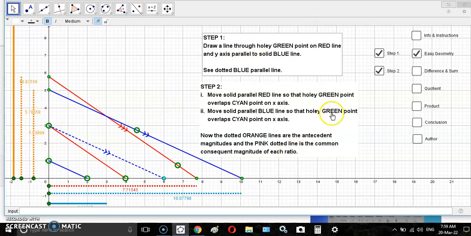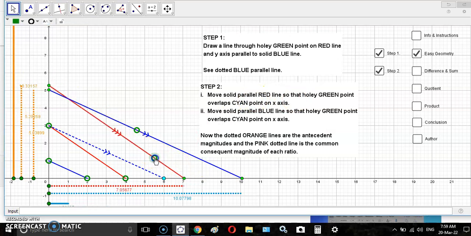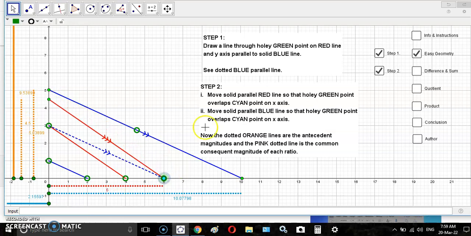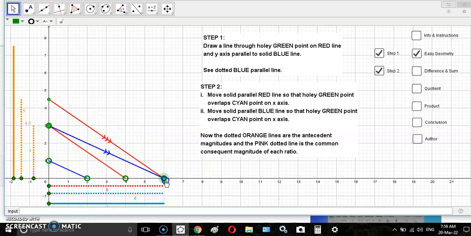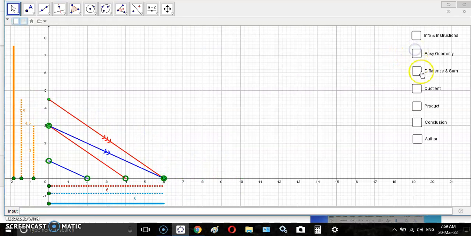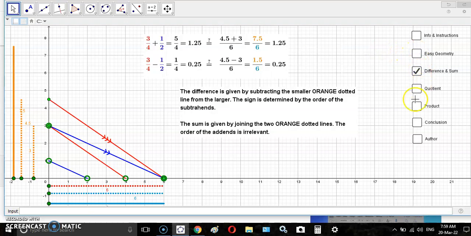This is what step 1 does. Now step 2 says you move the solid parallel red line on the green point so that it overlaps like that. It doesn't really matter which order you do it. And then you move the solid blue line of the green point so that it overlaps like that. And then, of course, once you do that, you can get the sum and difference, or you can even look at the quotient.